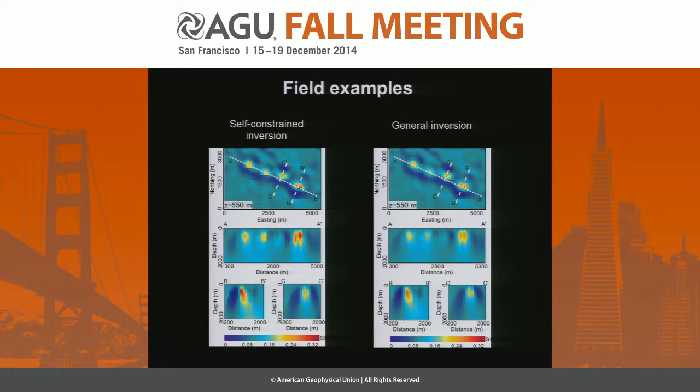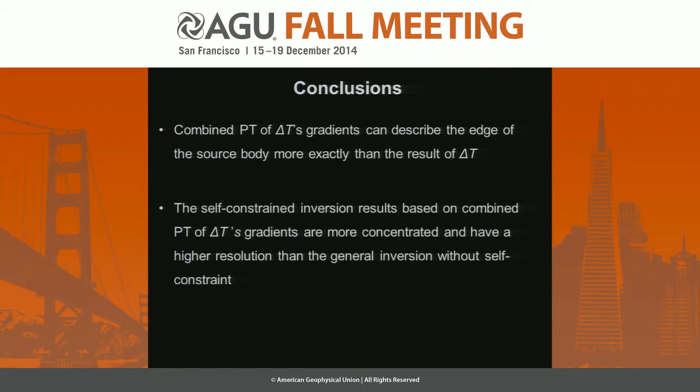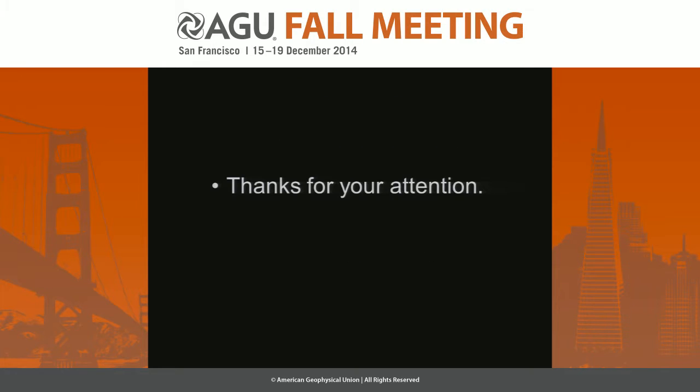The left figure is the self-constrained inversion, and the right is the general inversion. We can find that if we use the self-constrained information, the results are more concentrated and have a clear border and show more characteristics. We can find that the combined probability tomography of the TMA's gradients can describe the edge of the source body more exactly. And the self-constrained inversion results based on the combined probability tomography of the TMA's gradients are more concentrated and have a higher resolution than the general inversion without the self-constraint. Okay, that's all. Thanks for your attention.